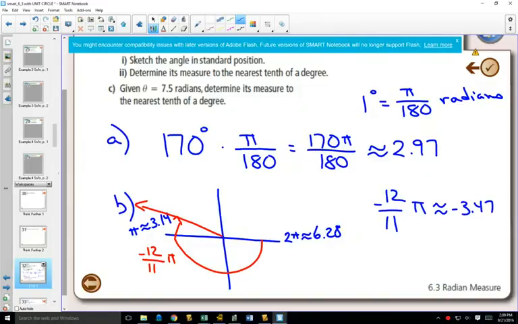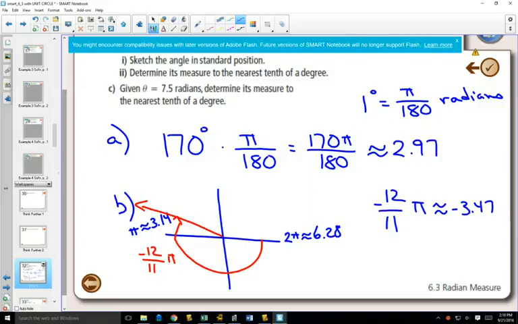Okay? So the hard part, and one of the things that you're going to run into issues with sometimes when thinking about radians, is we often talk about radians with pi in it as an exact number, and we don't often talk about radians as just a number. So negative 12 pi over 11 is negative 3.47 radians. And that means we have to go a little bit more than 3.14 to get there. So if we think in numbers, we can see why we have to go a little bit past 3.14 to get to 3.47.